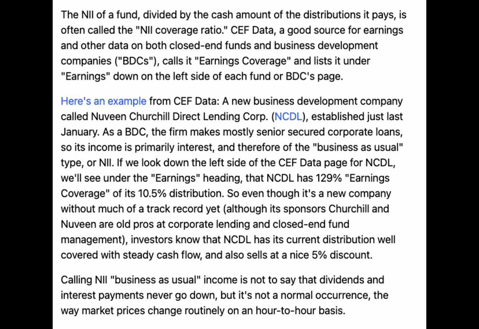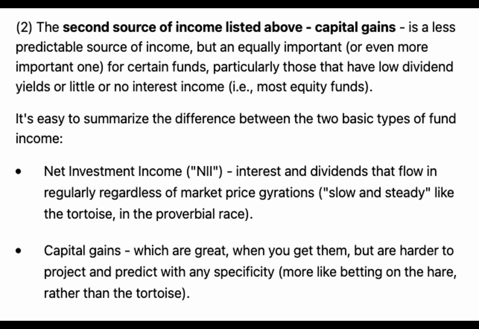So even though it's a new company without much of a track record yet, although its sponsors Churchill and Nuveen are old pros at corporate lending and closed-end fund management, investors know that NCDL has its current distribution well covered with steady cash flow, and also sells at a nice 5% discount. Calling NII business as usual income is not to say that dividends and interest payments never go down, but it's not a normal occurrence, the way market prices change routinely on an hour-to-hour basis.